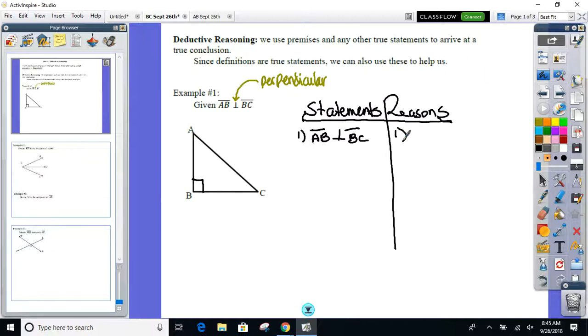Here's where you're going to probably have the toughest time at the beginning of this unit. Why is that true? It was given to me. You're darn right, Vince. It was given to me. So what am I going to write for my reason? Not it was given to me. I'm just going to write given.